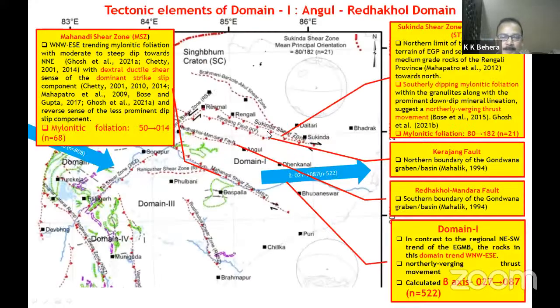And south of the Sukinda shear zone, here the mylonitic foliation is our Sukinda shear zone. It is a southerly dipping mylonitic foliation, and the mylonitic foliation is 80 degrees towards 182. 21 data points we have taken and analyzed.